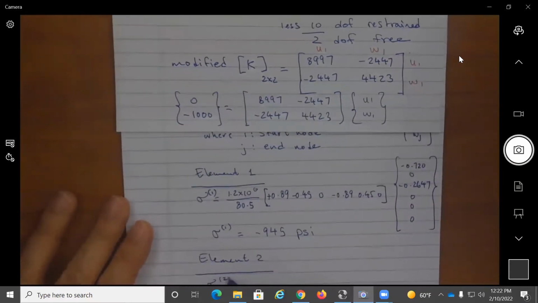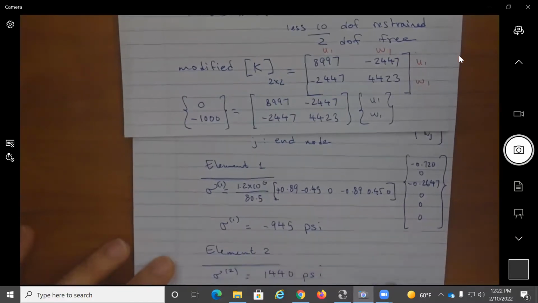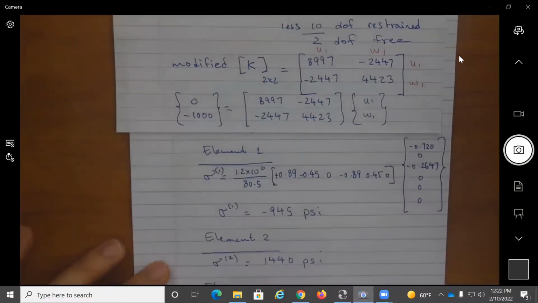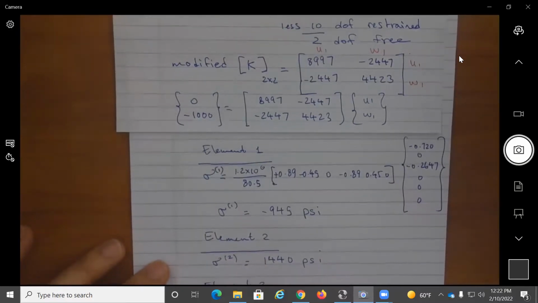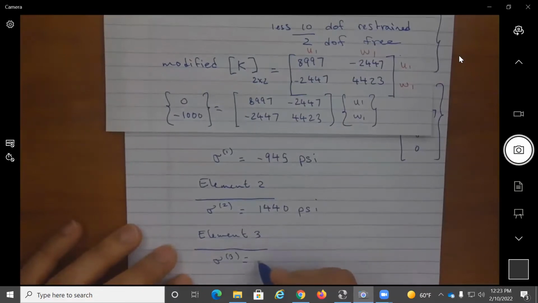So for element 2, when you do the numbers, you will get 1,440 psi. And for element 3, you're going to get a sigma 3 that is equal to minus 2,850 psi.